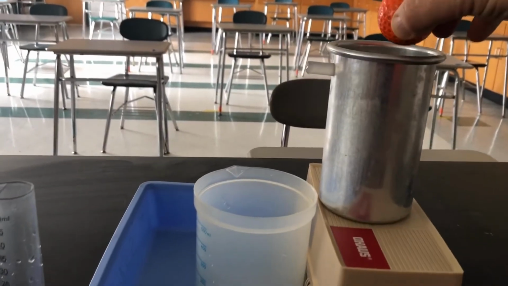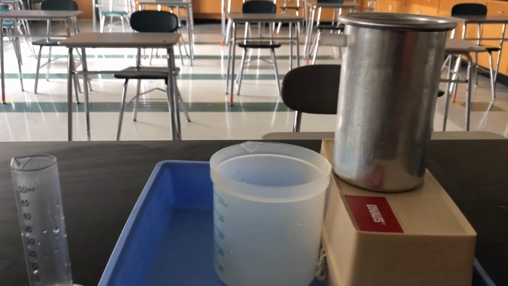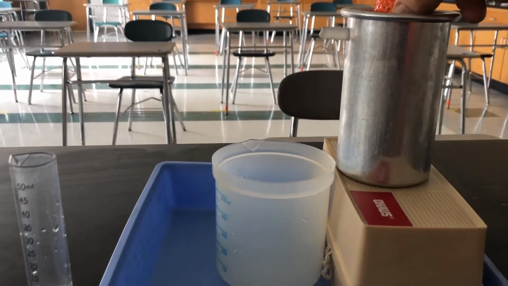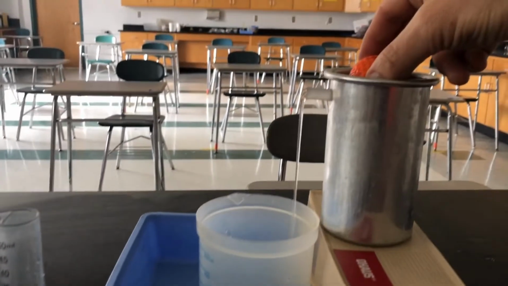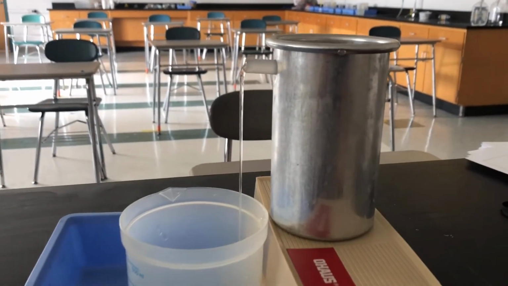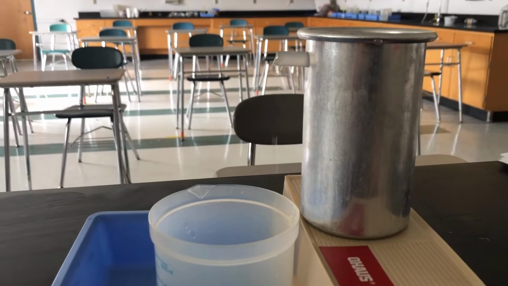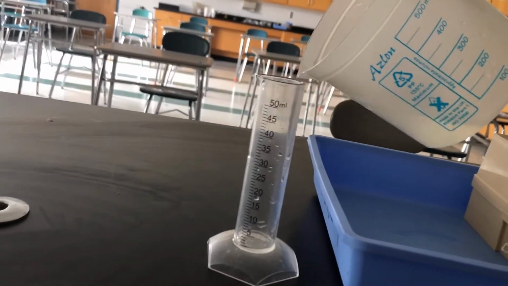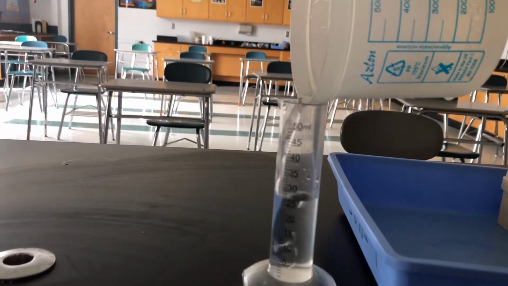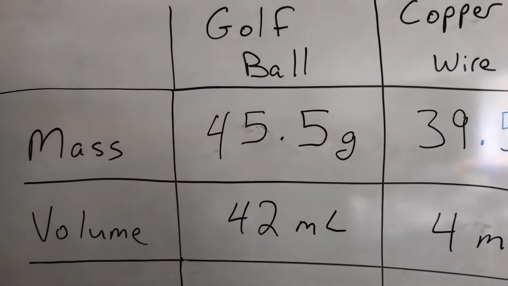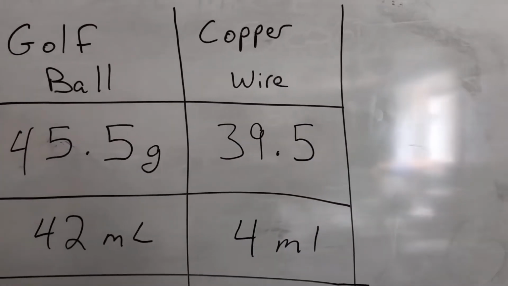And this time, when I put the golf ball into the overflow can, the water that spills out is going to be the exact measure of the golf ball. Let's see, here we go. I'll put it in, I try to put it gently. I don't want it to splash, you know? There we go. No splashing. And that water that's pouring out will be the exact measure of the golf ball. Now, I take this and I pour this water into my graduated cylinder. 41 milliliters. All right, I've got my mass of the golf ball and the volume of the golf ball. I've got my mass of the copper wire and my volume.